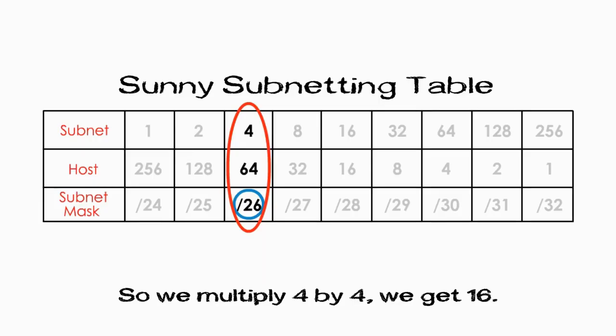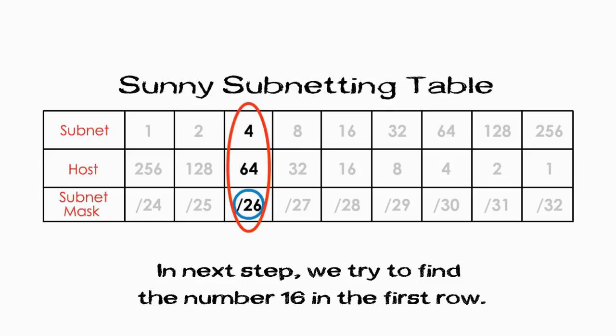So we multiply 4 by 4, we get 16. The first number 4 comes from Sunny table. The second number 4 is the number of subnets we try to get for these 3 departments. And if we try to get 8 subnets for this company, then we must multiply 4 by 8. The result would be 32.